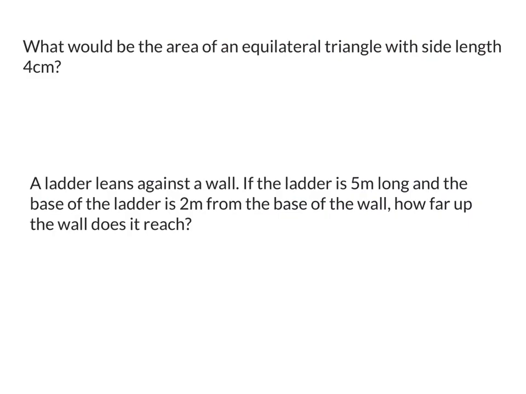So let's have a go at these two worded problems, both involving Pythagoras. If you're given a worded problem involving Pythagoras, it's best to draw a diagram if you're not given one. So let's look at this first one. What would be the area of an equilateral triangle with side length 4 centimeters? So let's draw that. If we have an equilateral triangle, that means all sides and all angles are equal. So it looks like this, and each side here would be 4 centimeters.